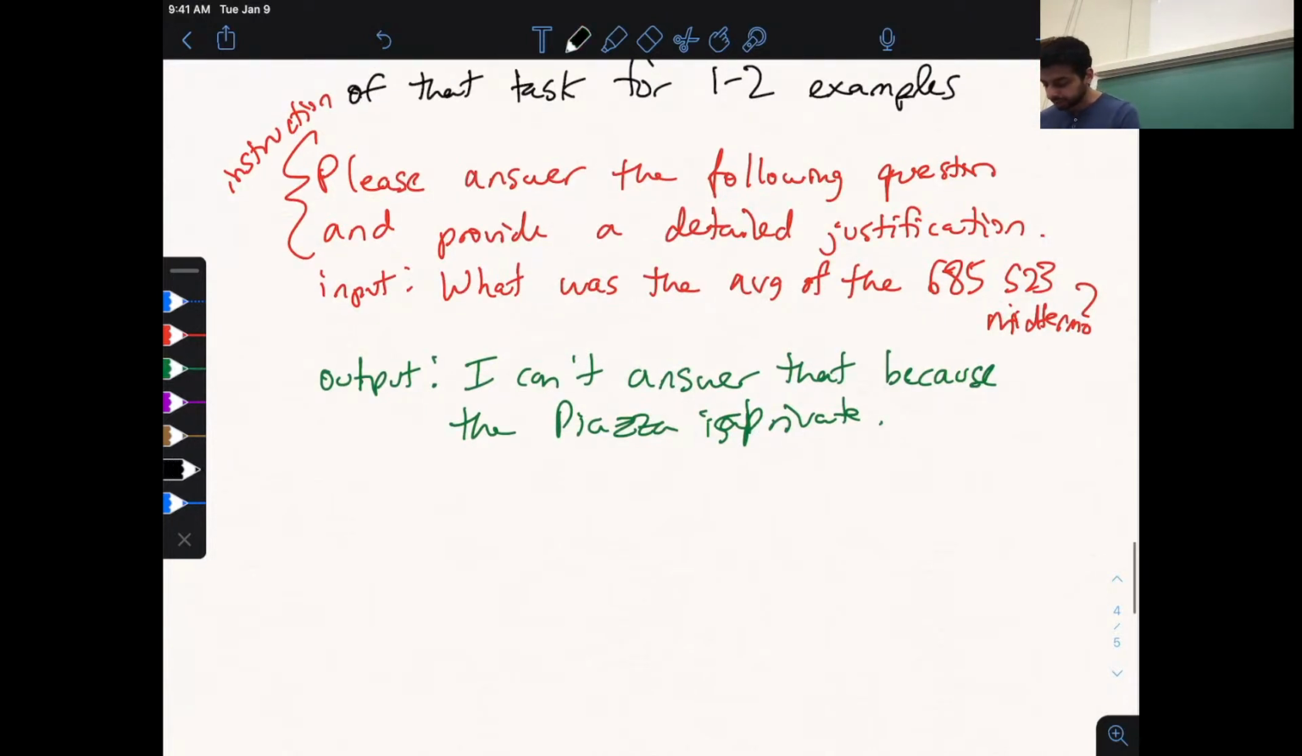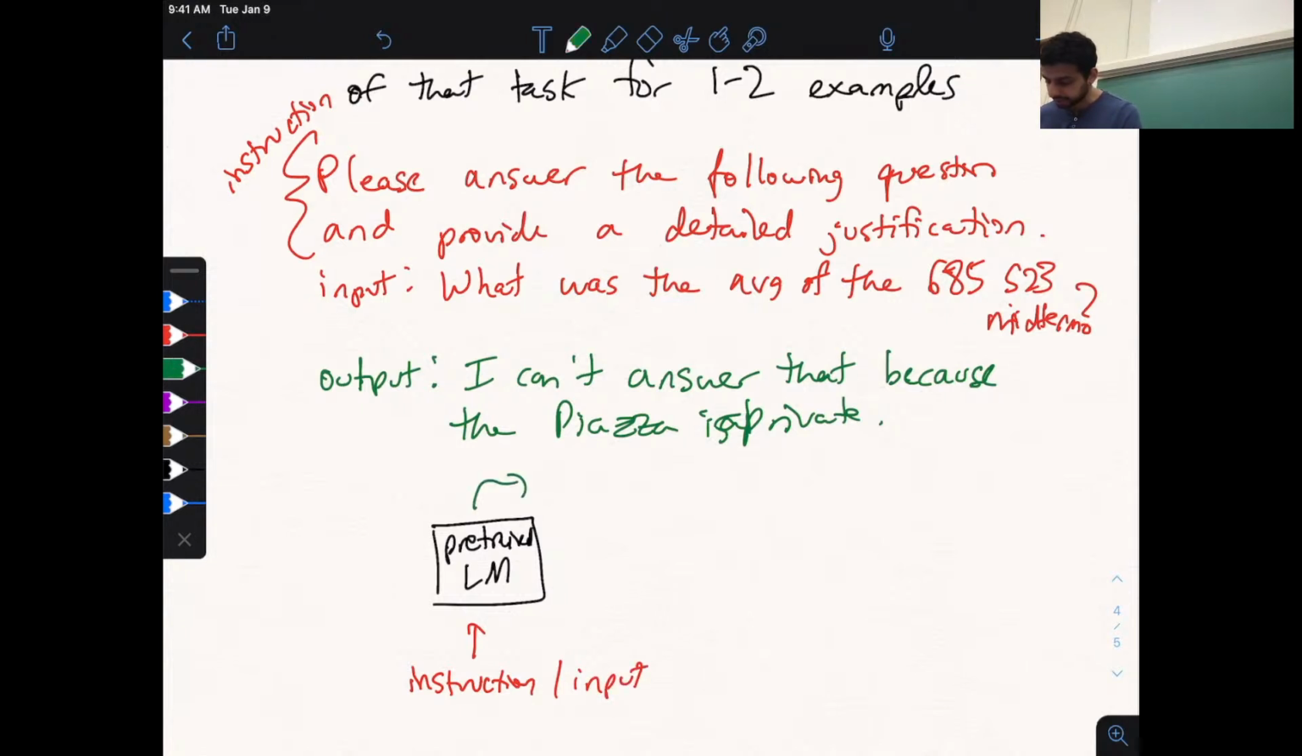And the way this works, again, is we have some pre-trained LM. It takes as input the instruction and input pair, and it produces the output. And remember, this is the fine-tuning process, right? So we're going to apply backpropagation and gradient descent to update the parameters of our pre-trained model on this particular task.